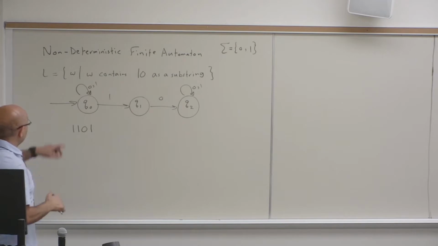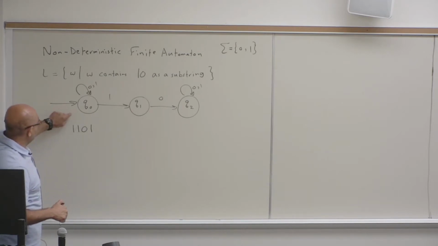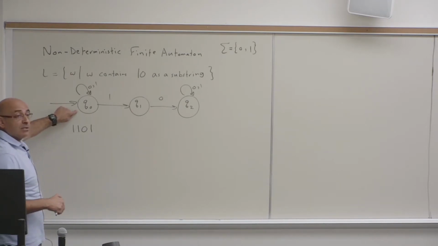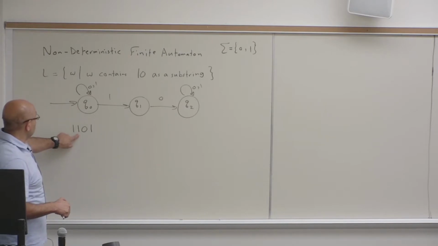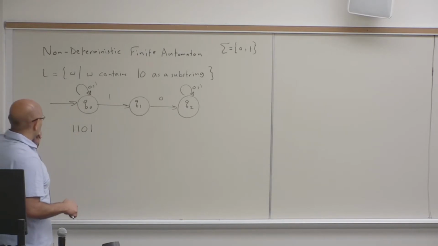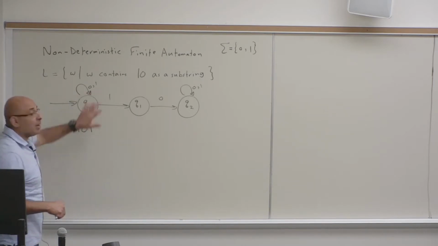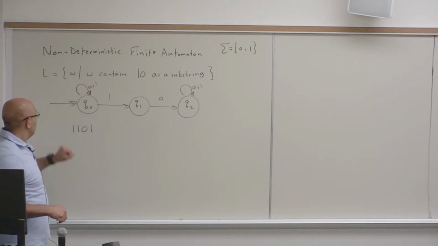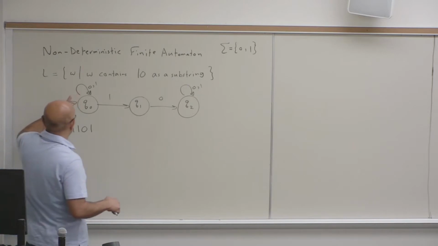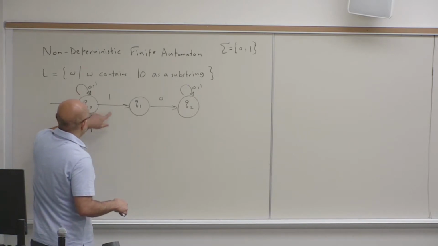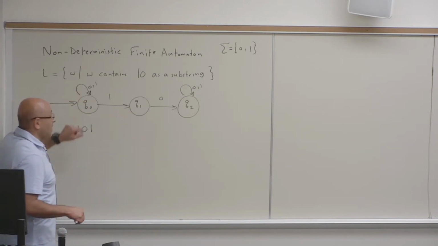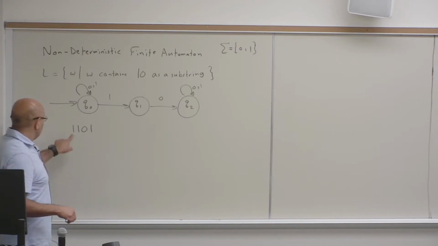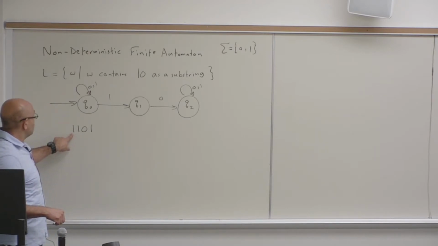So how will it work in the NFA? In the NFA, we get a 1. The 1 keeps us in Q0. Now we get this 1. First of all, the first one kept us in Q0, but we had two options, right? Either going to Q1 or staying in Q0. So how did we make the option of staying in Q0?